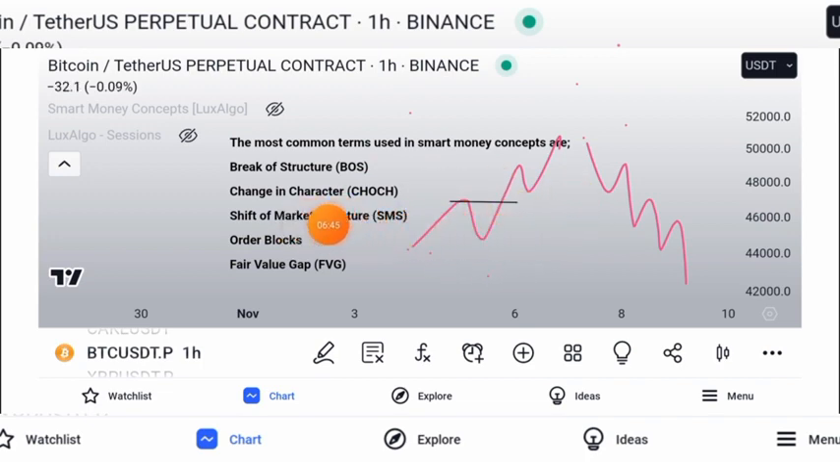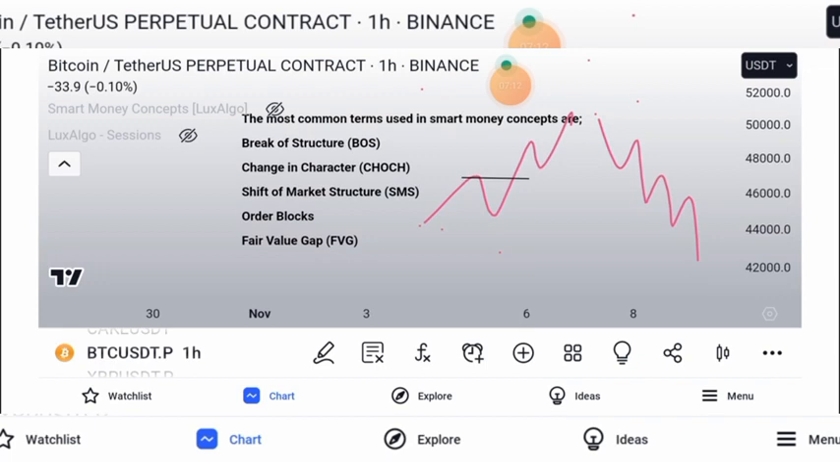Another one is what we call change in character, or which otherwise we call a CHoCH. A CHoCH is a spot whereby a particular market changes direction. So when you are having an uptrend, the market is going up, is going up, is going up, and the market eventually decides to change direction. So that's why we are going to have what we call a change in character. On some other, like ICT, they call it market structure shift, which is MSS. It depends on what you are going to call it.